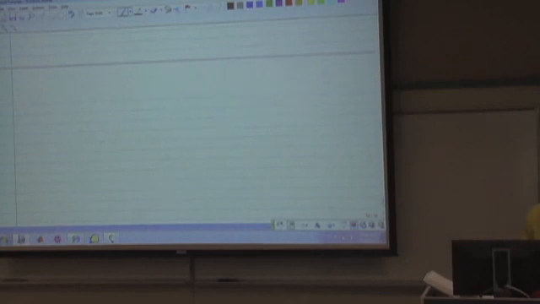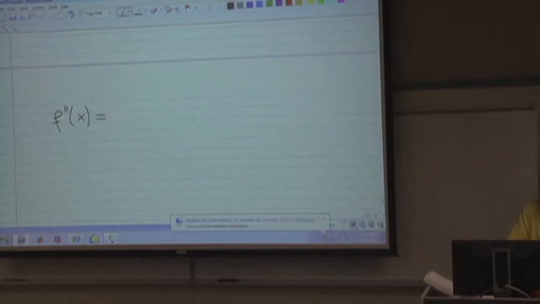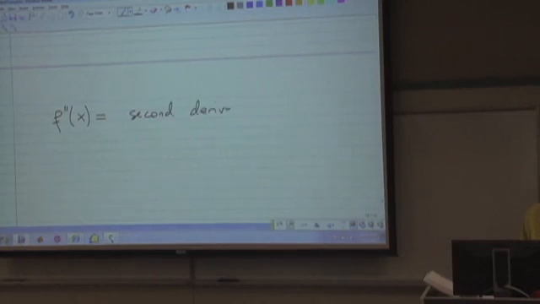What would you guess f double prime of x to be? The prime of f prime. Does that make sense? This is called a second derivative. And this is where Leibniz formula comes into play relatively nicely. f double prime of x says I take the derivative of the derivative. Okay?